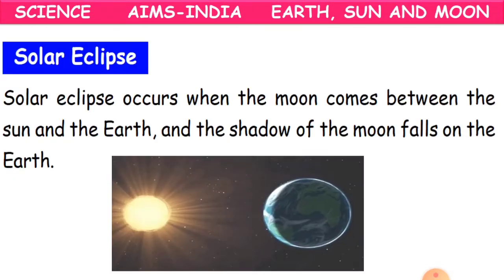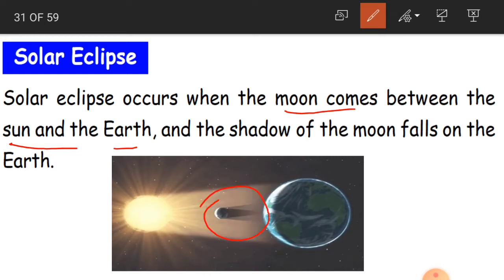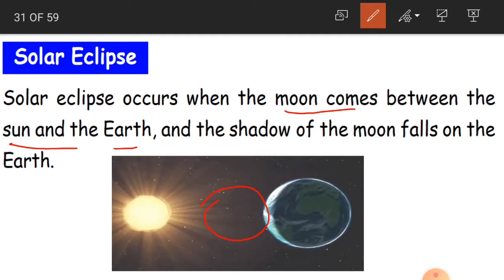Clear children? Now what about the solar eclipse? Solar is nothing but sun. Solar is meant for sun rays, and a solar eclipse occurs when the moon comes between the sun and the earth. So in a solar eclipse what happens? See here, the moon comes between the sun and the earth, and the shadow of the moon falls on the earth.